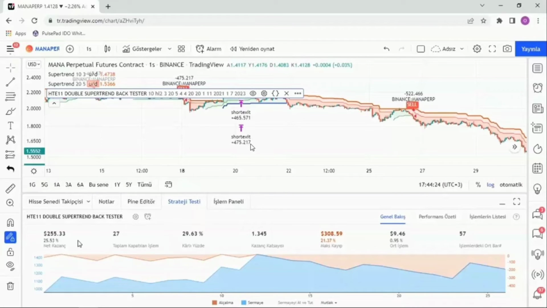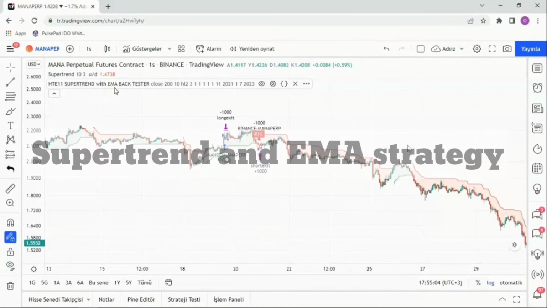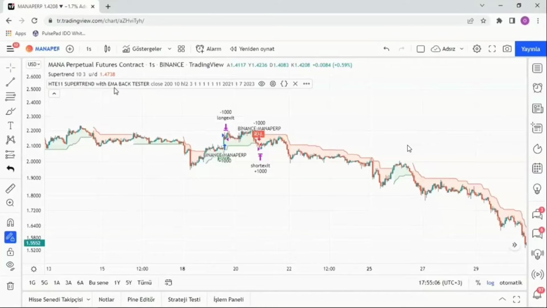The next strategy that we will test is a Supertrend plus exponential moving average strategy. If you watched our previous strategy test videos, you already know how we are using EMA to identify the main trend direction. We will do the same in here. EMA will be our main trend direction defining indicator.